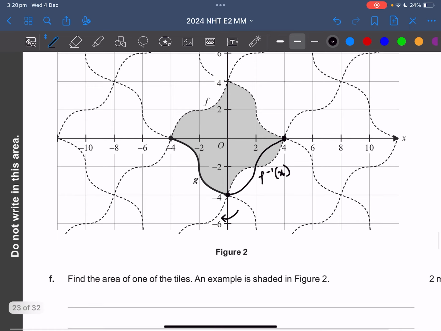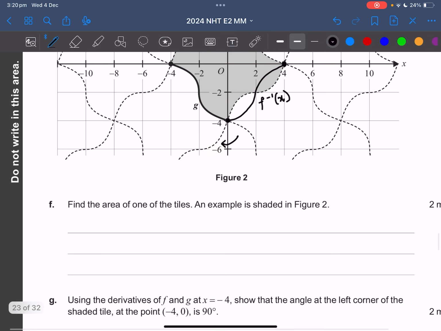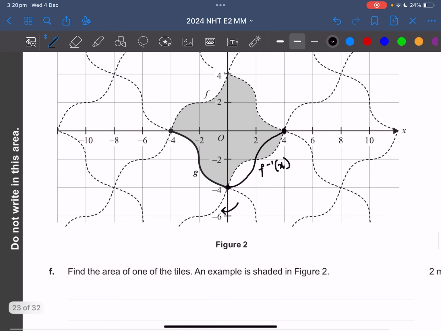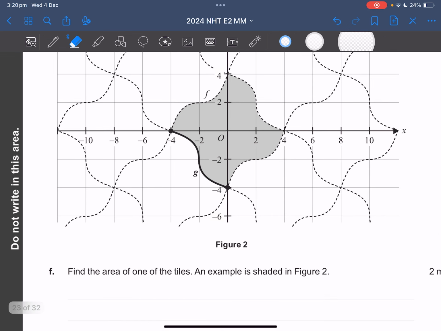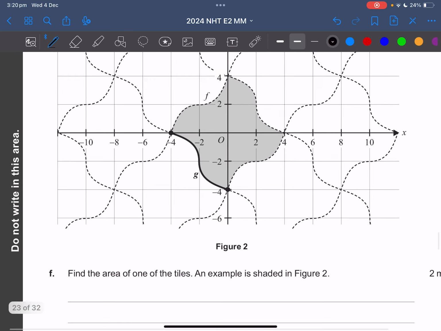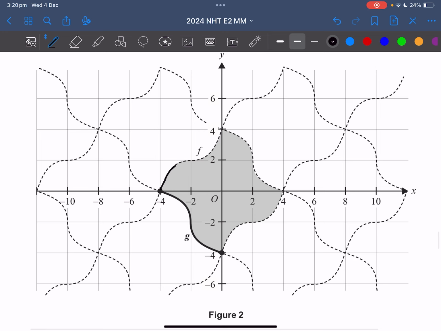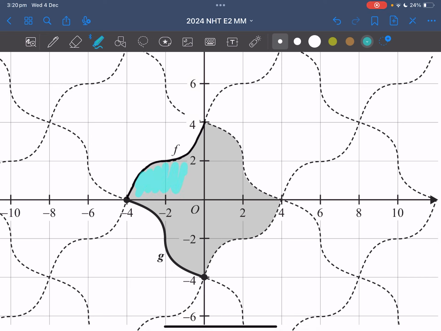Alright. Find the area of one of the tiles. An example is shaded in figure 2. Okay, so let me erase all of this out. So we have to find the area. Well, we are given f of x, and we can see that this area under f of x is the same as this area and this area, due to symmetry, right? It's all the same.